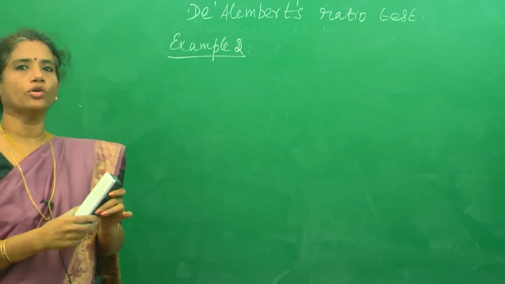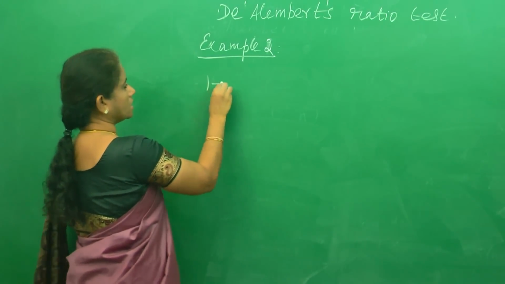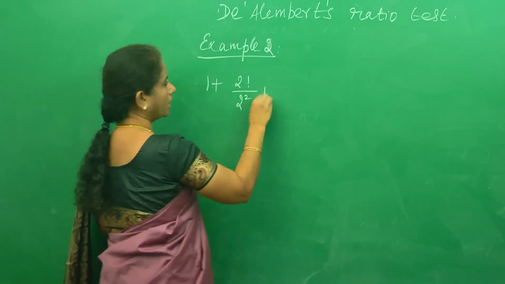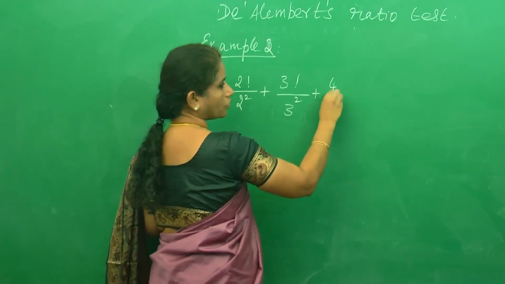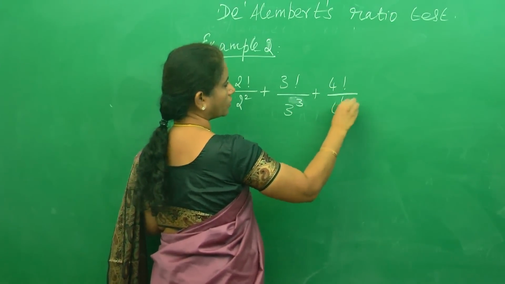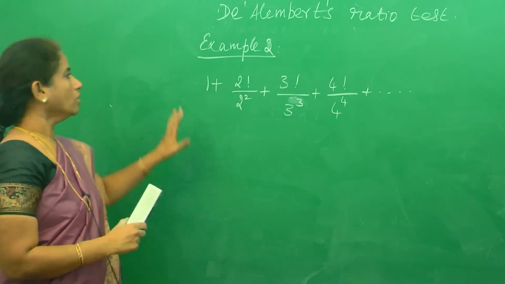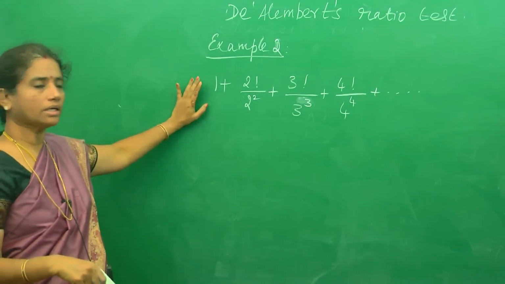So we are going to follow D'Alembert's ratio test to check the convergence of the series 1 plus 2 factorial by 2 square plus 3 factorial by 3 cube plus 4 factorial by 4 power 4 plus etc. That is the series for us now. Now you are not given the nth term here, so we are going to calculate the nth term.